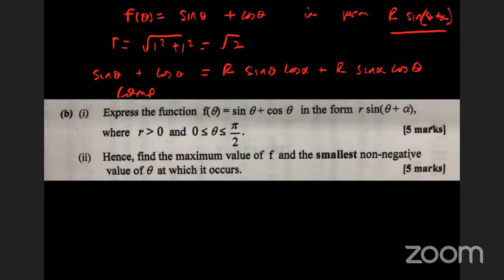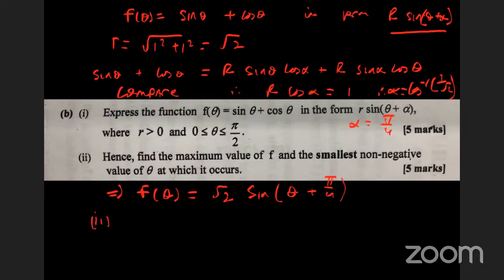When we compare, we'll observe that r cos alpha is equal to 1. So it means that alpha is cos inverse 1 over root 2. That's a standard value. So we should recognize that alpha is equal to pi on 4. Yeah, pi on 4. So therefore, f of theta is really r, which is root 2 sine theta plus pi on 4. Right? That's the answer for part 1.